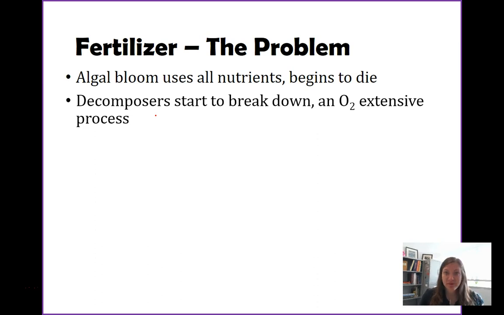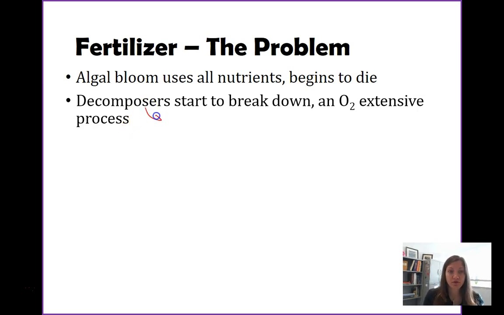Now, when this happens, remember our decomposers when we were talking about ecosystem roles. Our decomposers are going to start eating that algae. It's a perfect resource for decomposers. Well, there's a whole bunch of dead algae, meaning there's probably going to be a whole bunch of decomposers. And those decomposers are going to start eating. They're going to start breaking down that algae, which uses a lot of oxygen.